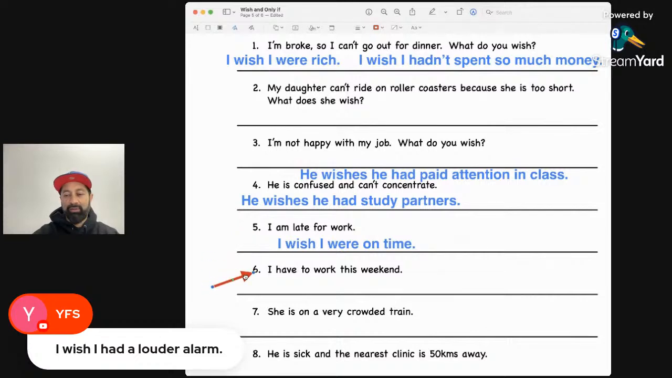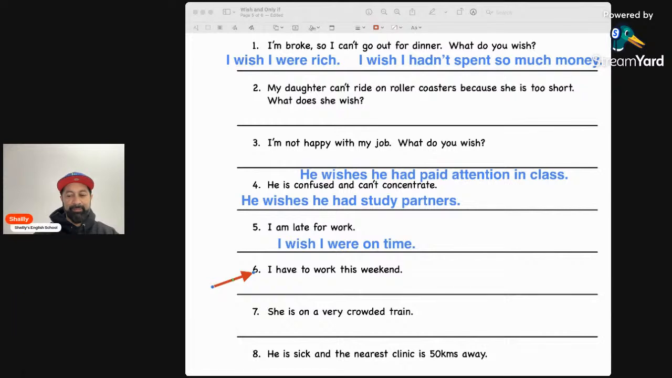I have to work this weekend. What do you wish? And of course, you can always just say the opposite, remember? The opposite would be, I wish I didn't have to work this weekend.